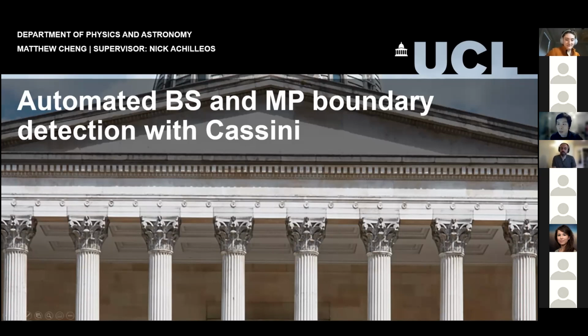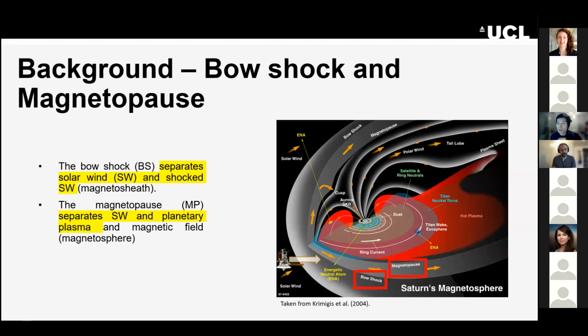My name is Matthew, and today I'm going to talk about whether we can automatically detect bow shock and magnetopause boundaries with Cassini data. So just to recap what these boundaries are.